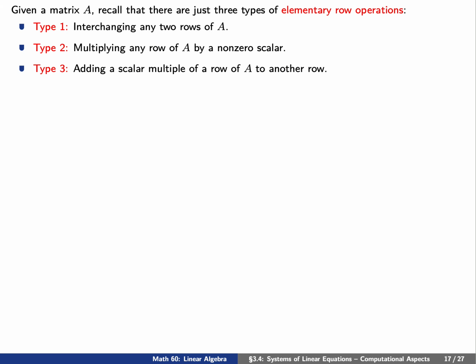Let's recall a concept so that we can make a definition. Given a matrix A, recall that there are just 3 types of elementary row operations we're allowed. Type 1 says we can interchange any 2 rows of A. Type 2 says we can multiply a row by a non-zero scalar. And type 3 says we can add a scalar multiple of one row to another row. Using this, here we introduce some methods of how to solve a system of equations.